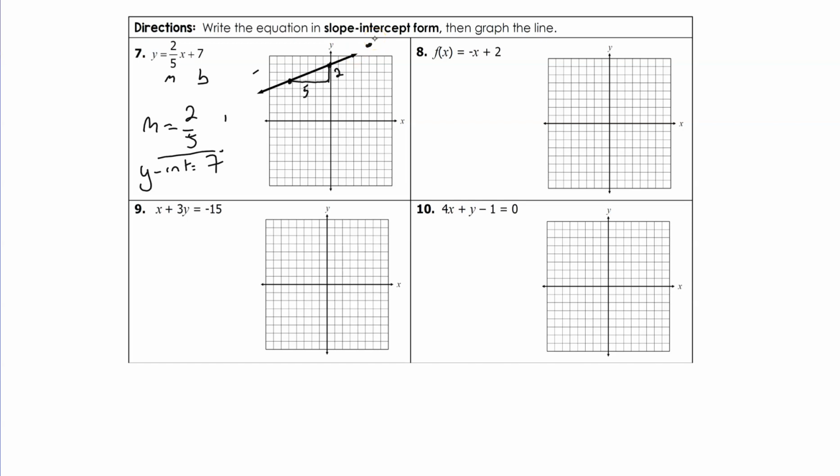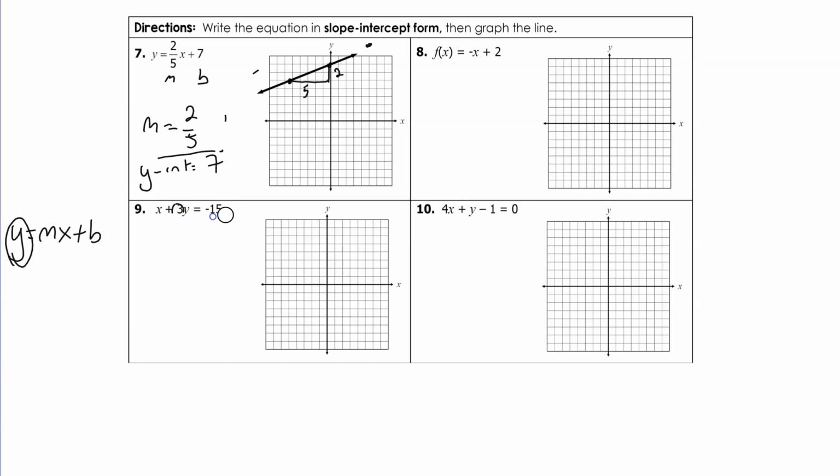All right, now, number 9. This is not in slope-intercept form. Slope-intercept form is your y equals mx plus b. And notice that y basically is by itself. That's what you're looking for, a positive y by itself. So what I want to do is get everything that is not y onto this side of the equation.